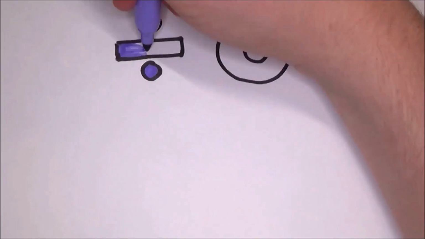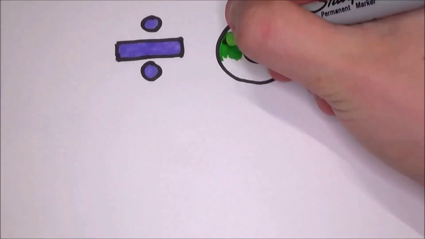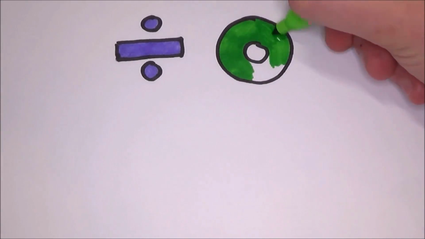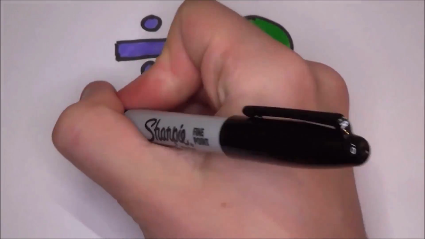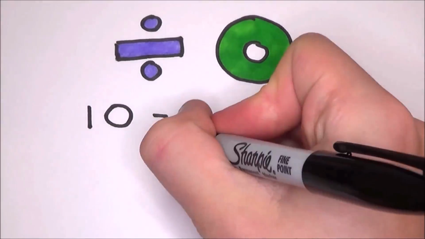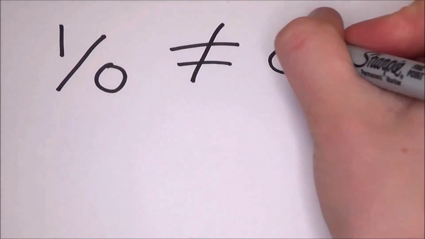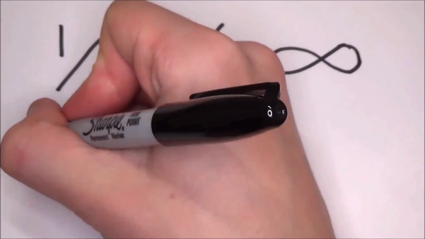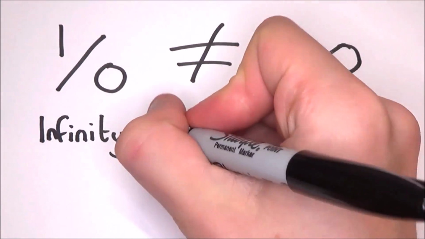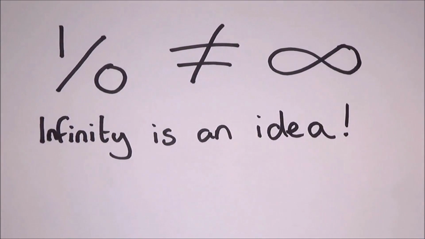Now the problem here is that once we divide by 0, we have something interesting. Well, what is 10 minus 0? 10. And we do it again. 10 minus 0, 10. You get the idea, we're just going to go on forever all the way into infinity. But you can't say that because infinity is an idea and not a number, so something can't equal infinity.